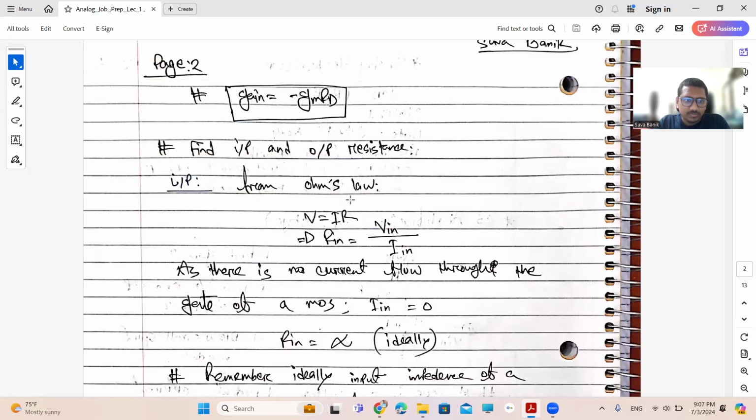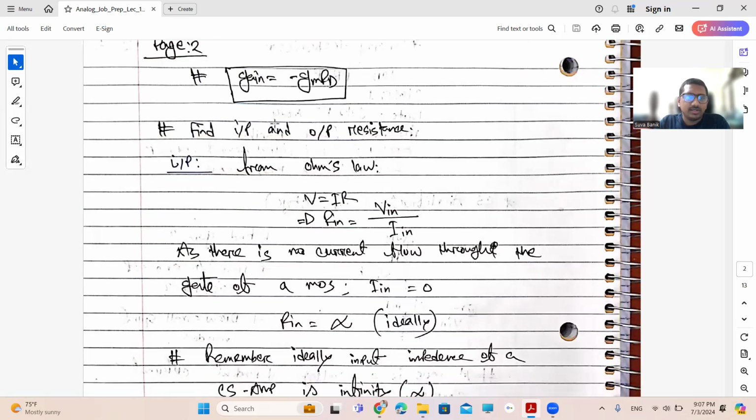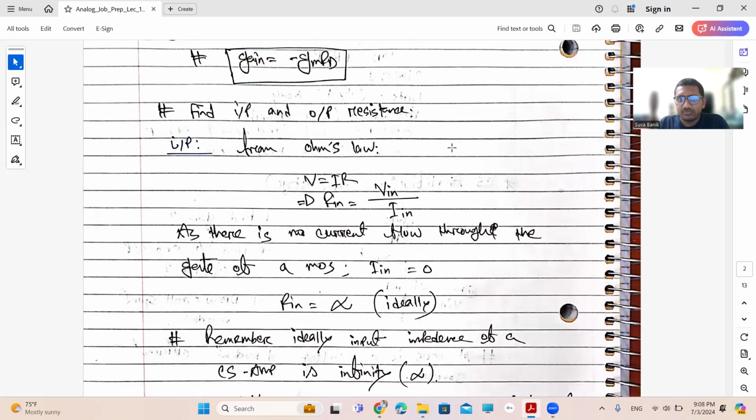If I go to the next page, we can see how to find the input and output resistance. It is also crucial to find the input and output resistance of a circuit. In this case, please remember there is no current flow through the gate terminal of a MOSFET. Never. There is no current flow through the gate terminal of a MOSFET. Therefore, the input resistance of a MOSFET is infinite.